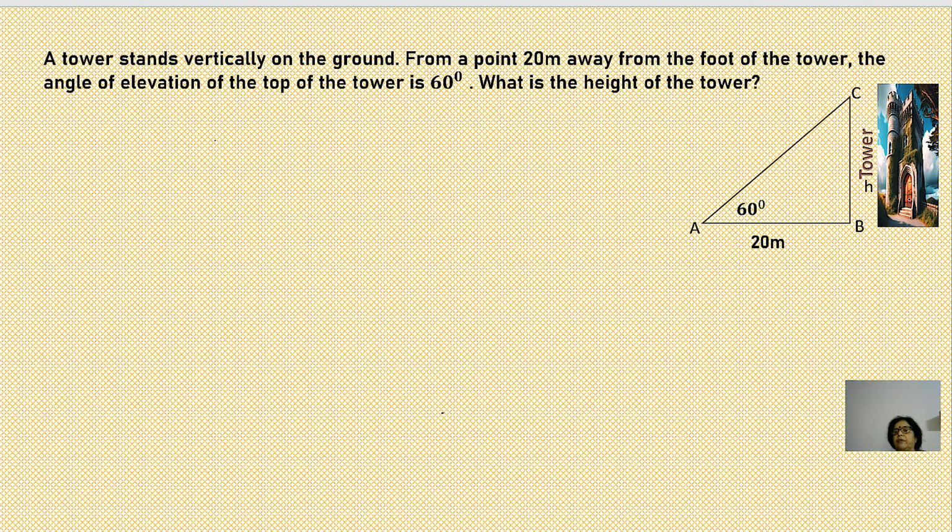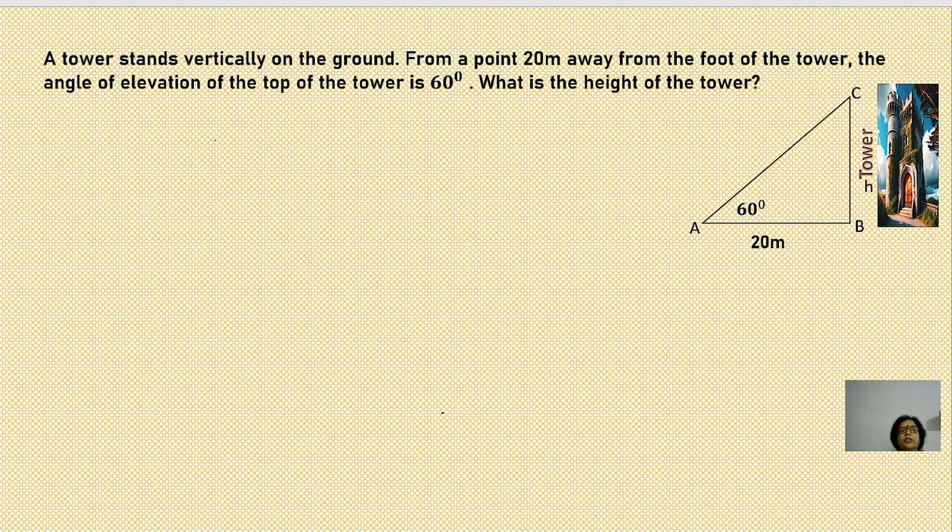Now the tower is vertically straight over here, so BC is the representation of the tower. A is the position of the observer, and the observer looks at the top of the tower, that is the point C. So his line of sight makes an angle of 60 degrees with the horizontal AB over here. So this angle CAB becomes the angle of elevation. Now to find out the height of the tower, we need to simply take up the value of tan 60 degrees over here.